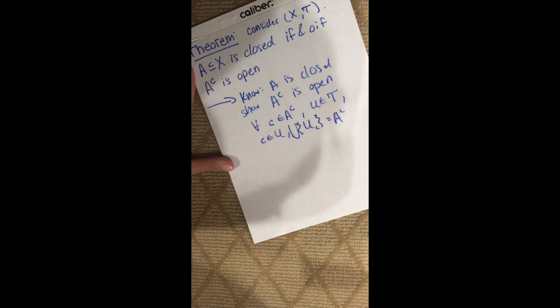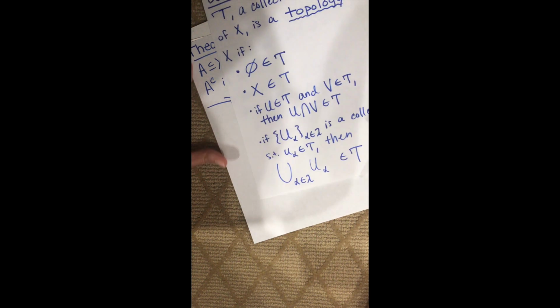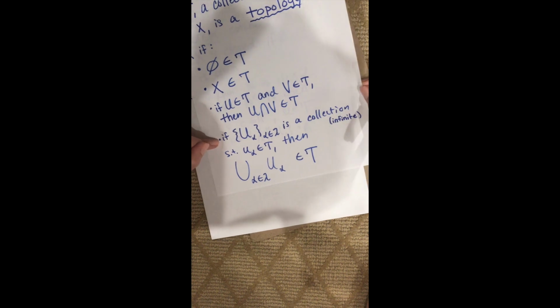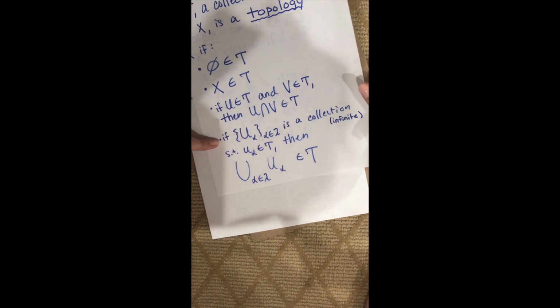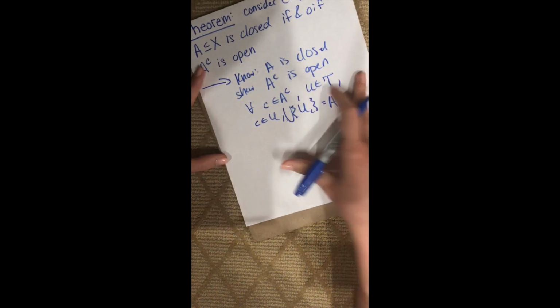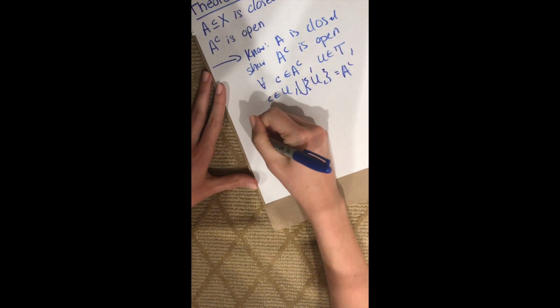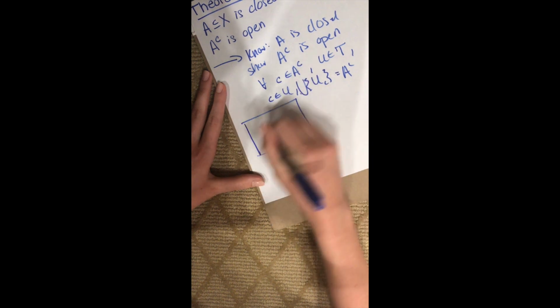From our definition of a topology, we know that the union of all of these open sets is also going to be in our topology. But I'm getting ahead of myself. Let's slow down. We know that A is closed. Let's draw a little bit of a picture.